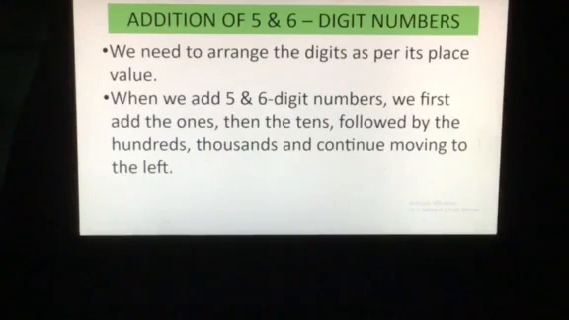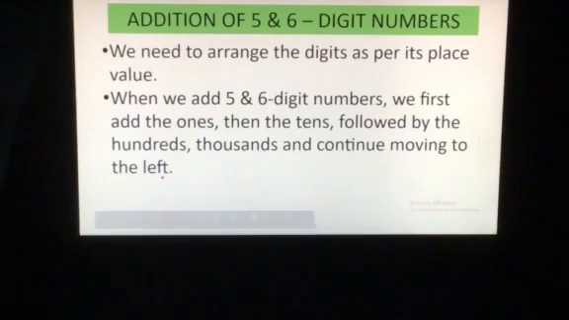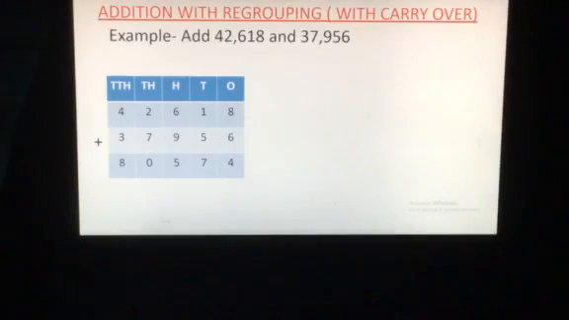So for adding 5 and 6 digit numbers, we first need to arrange the digits as per their place value. And then we start addition from the ones place. We add the ones, then the tens, followed by hundreds, thousands and continue moving to the left. That means we move from smaller to higher place.